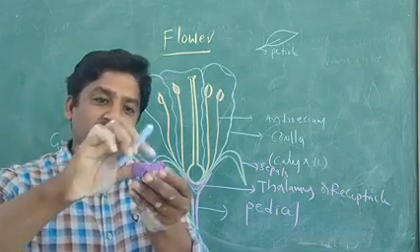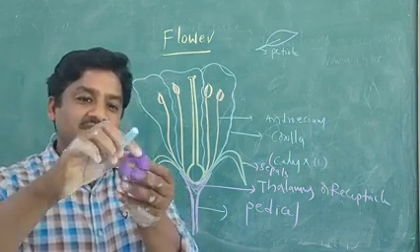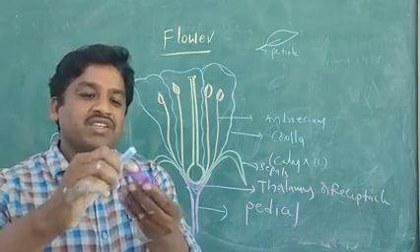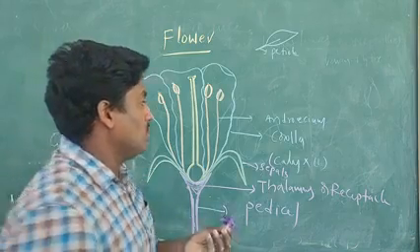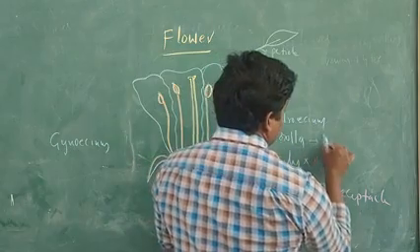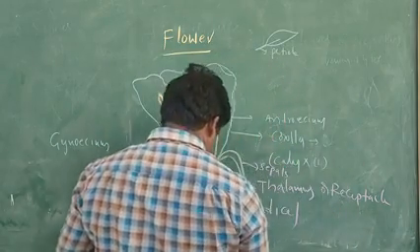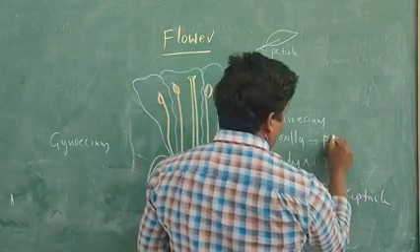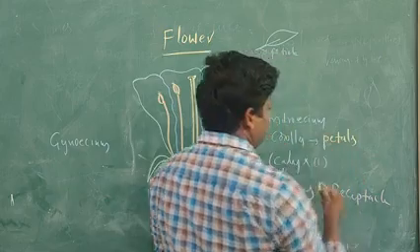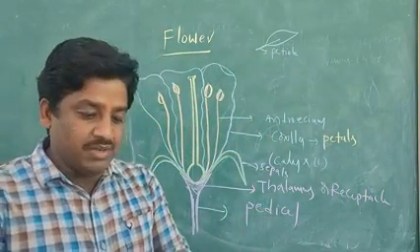Each one we call a petal. In different plants, different colors are present. So the corolla consisting of, what do you call? Petals. So these are the petals.